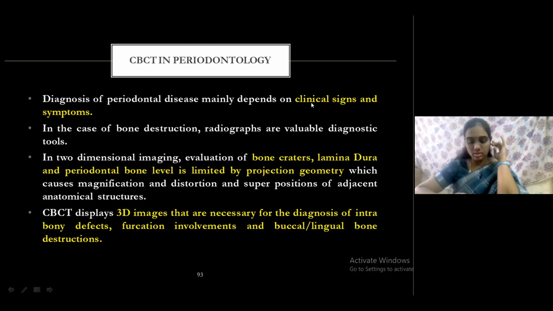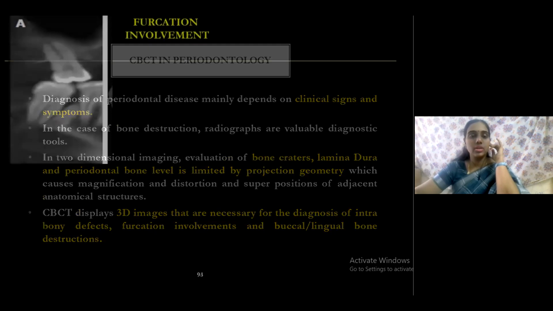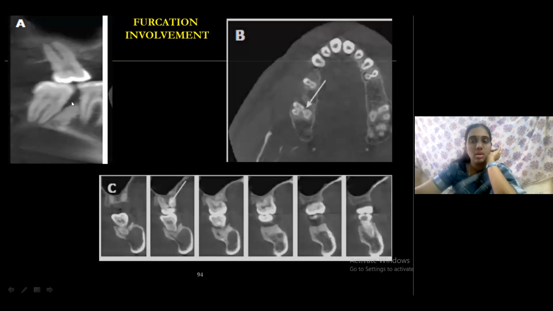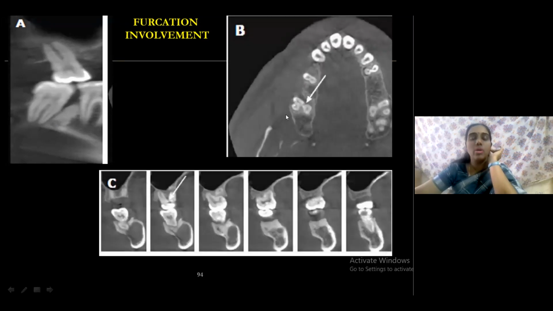So CBCT in periodontology is of great use. This is a case of a cropped OPG where you can see that there is bone loss here. Of course, this is good, and it clearly shows the bone loss between the molars. And this is a CBCT section, which is more precise. In the axial section, you can more precisely see the buccal and lingual bone levels. You can also note that there is some interradicular bone loss here in the cross sections.